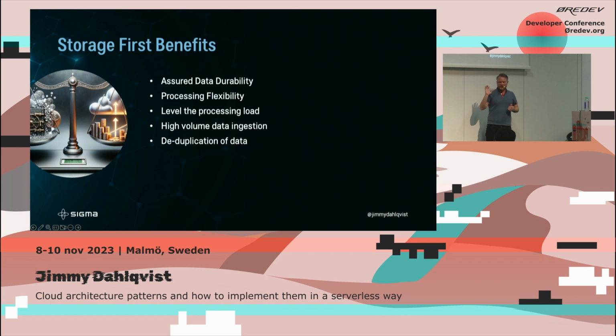So the benefit is that we have assured data durability, that we make sure we store the message before we're processing. Because if we do it the other way around, we have synchronous invocations of the processing logic. If the processing logic fails, we would lose that message. It's a good way for us to level the processing load. So if we store it in a queue, we can then process the queue at our own pace. It's very good for high volume data ingestion.